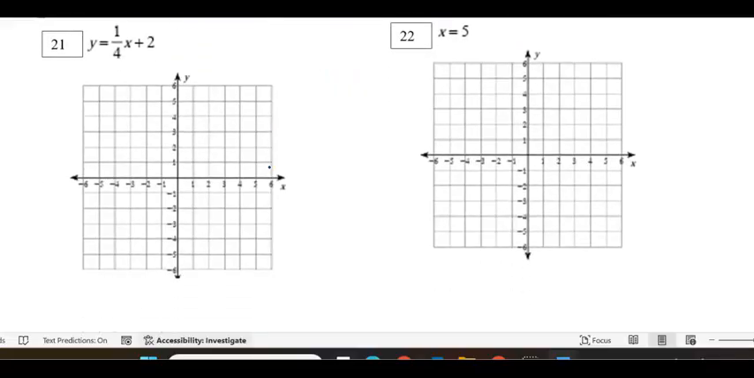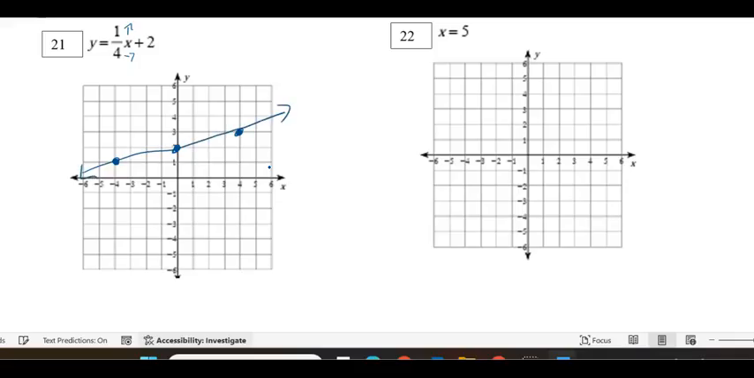All right, 1/4 x plus 2, so my y-intercept is positive 2. Then for my slope, I'm going to go up 1, right 4. So up 1 over 1, 2, 3, 4. I would not have enough room to do another one, but I can go back to my original and reverse it. So I can go down 1, left 4. That way I have my 3 points to draw a line.